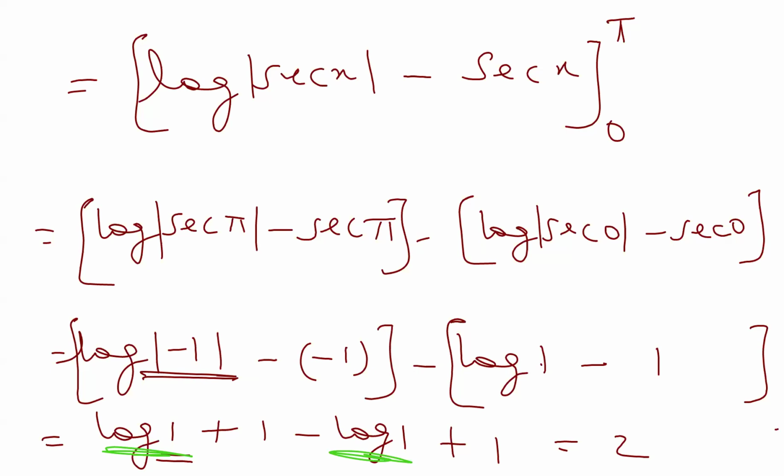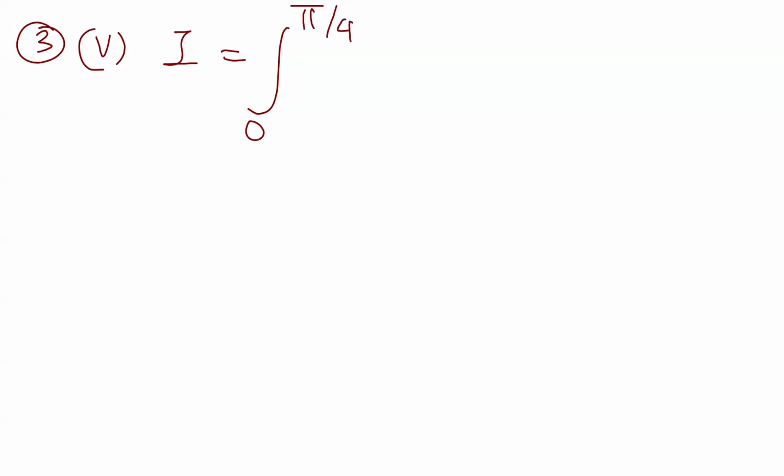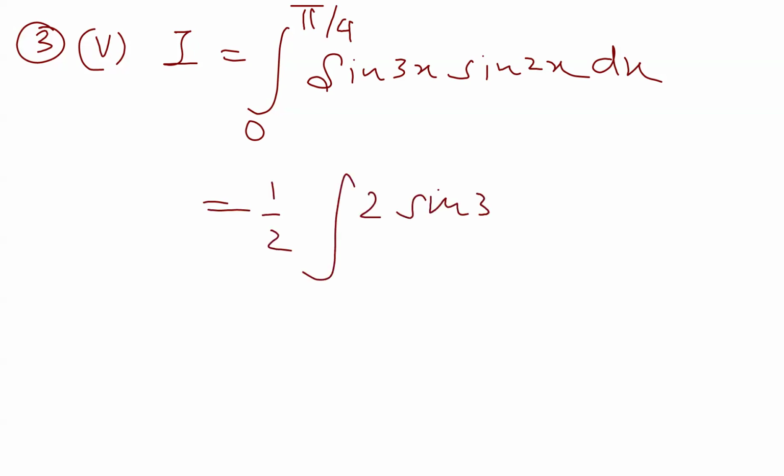Next problem, 3 sub question 5. Integration from 0 to pi by 4 of sin 3x sin 2x. Whenever it is sine, cos, sine, cos, multiply and divide with 2. This was taught to you in the chapter of indefinite integration 1.